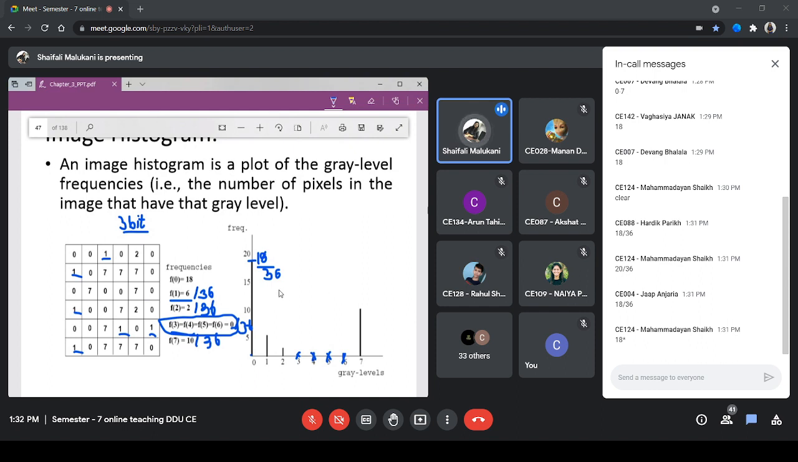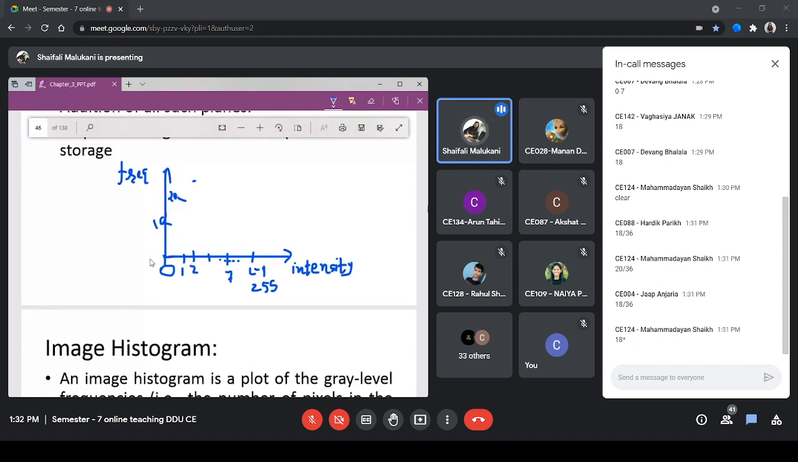Now I am plotting it. On my x-axis there will be intensity. On my y-axis it is not frequency, but the probability of occurrence of this intensity. Then that graph, as the previous graph was known as a histogram, is known as the probability density function.